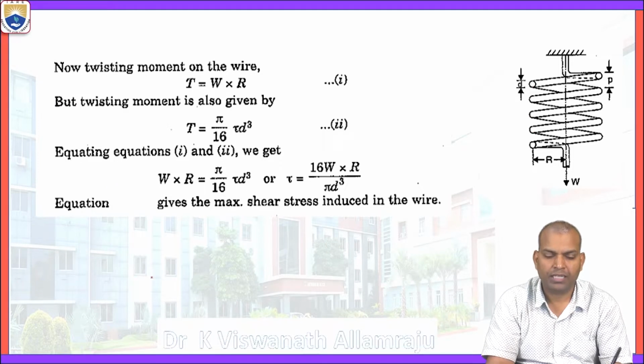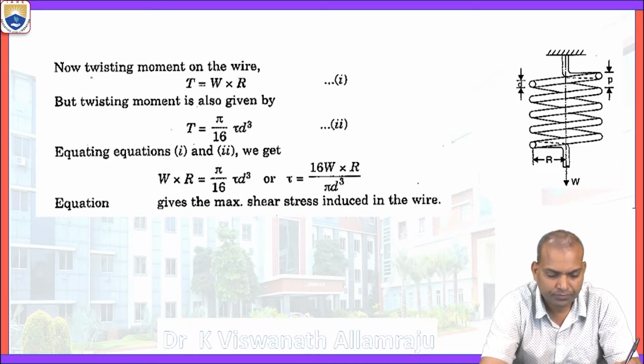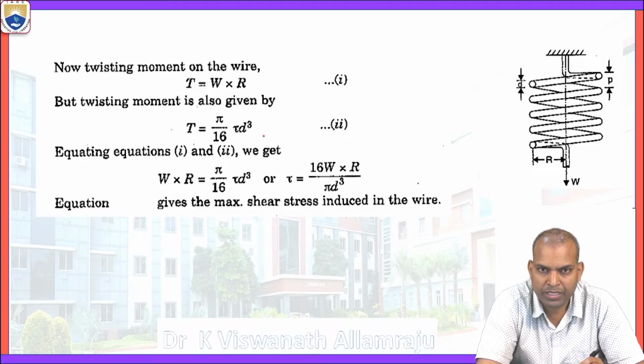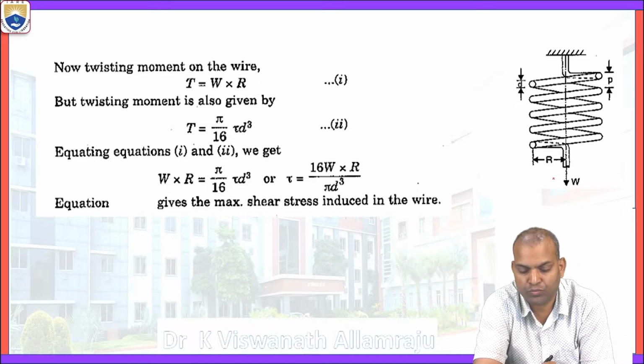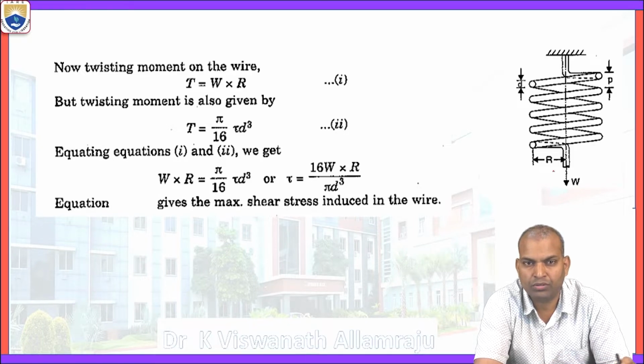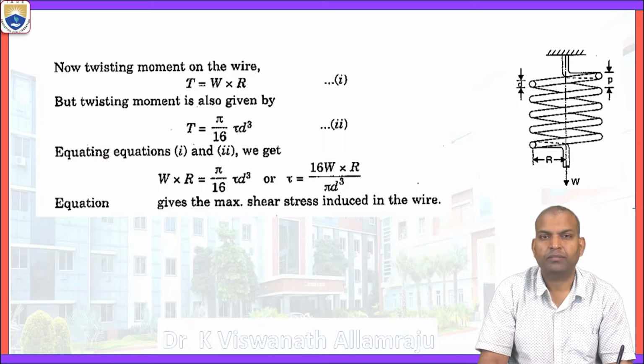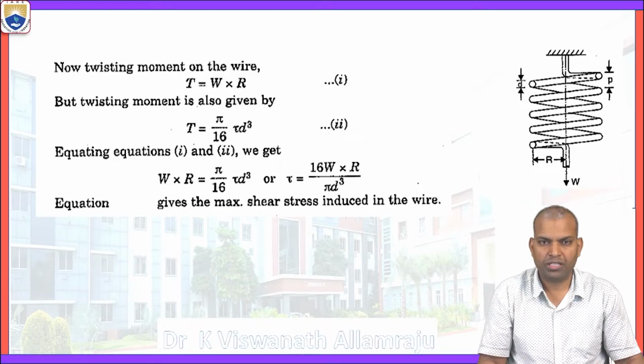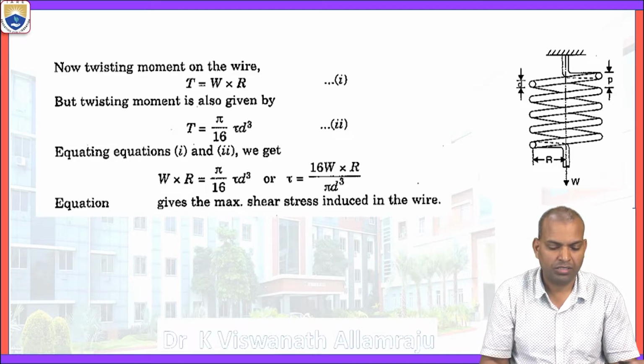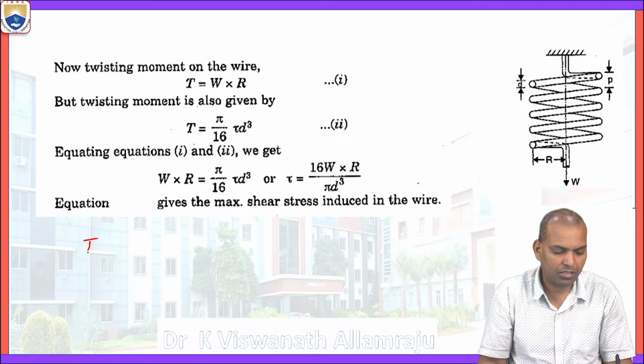Now let us go for the twisting moment on the wire. What is the twisting moment because of this axial load? The twisting moment T equals W times R. Now we know from the theory of pure torsion the equation T by J equals tau by R.